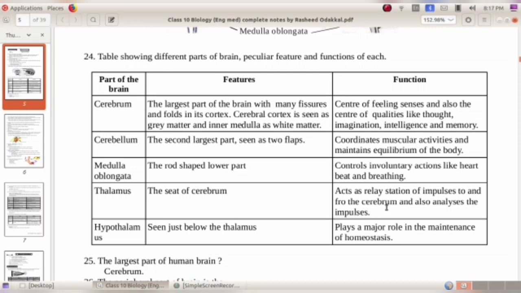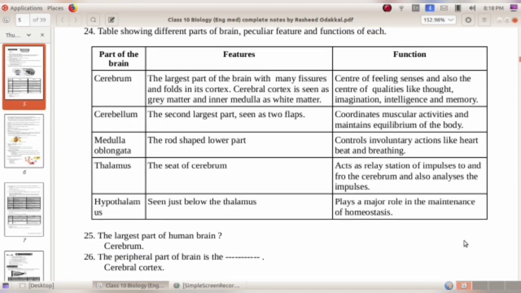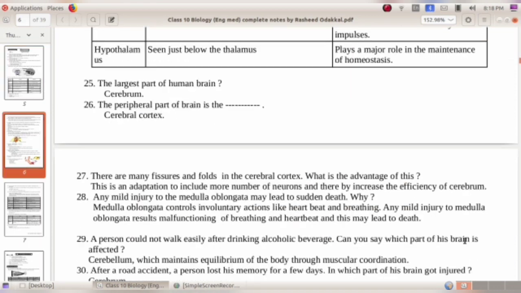Thalamus, it is a seat of the cerebrum. It acts as a relay station of impulses to and fro the cerebrum and also analyzes the impulses. Hypothalamus, it is just seen below the thalamus. It plays a major role in homeostasis.